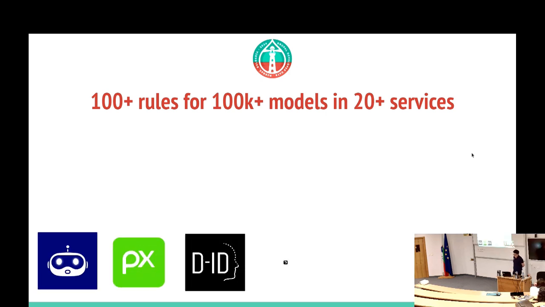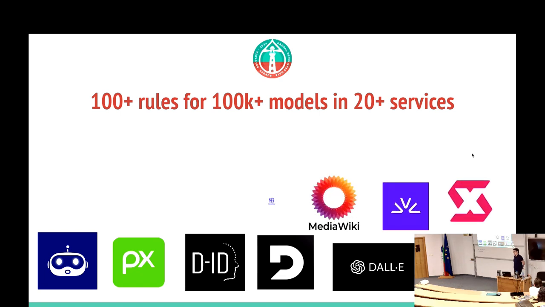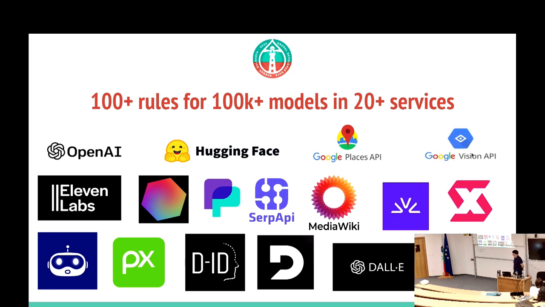It's over 120 rules now, I think. It can run over 100,000 AI models, but that's mostly due to Hugging Face being like 99,000 of those. And it has 25 services now, maybe. So these are the stuff that you can use to build rules.